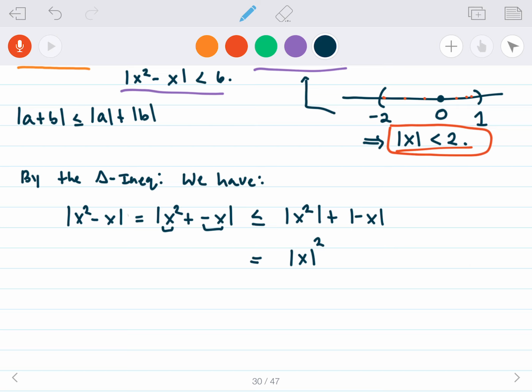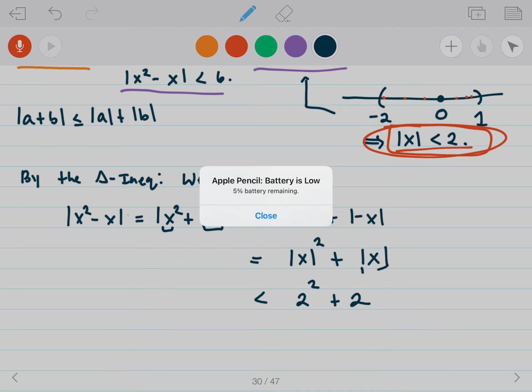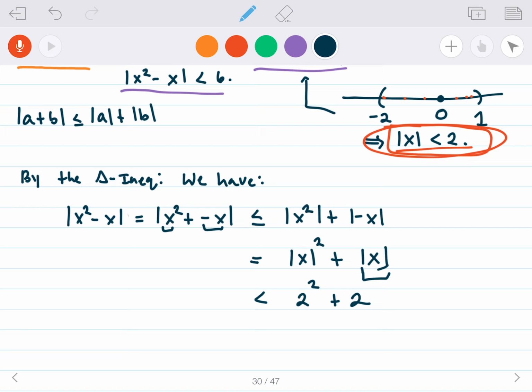So that's the same thing here. And then this guy, the distance between negative x and 0 is the same as the distance between x and 0, so this is just plus abs x. Okay, and by this up here, since abs x is less than 2, we have that this whole thing is going to be less than 2 squared plus 2, right? Because abs x is less than 2, therefore x squared is going to be less than 4, therefore the whole thing is less than 6.